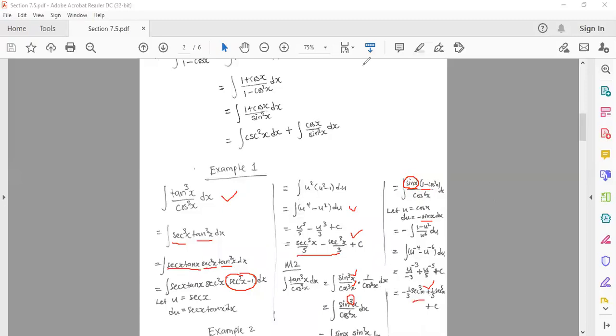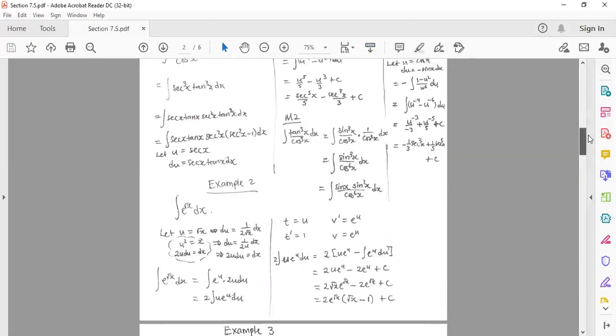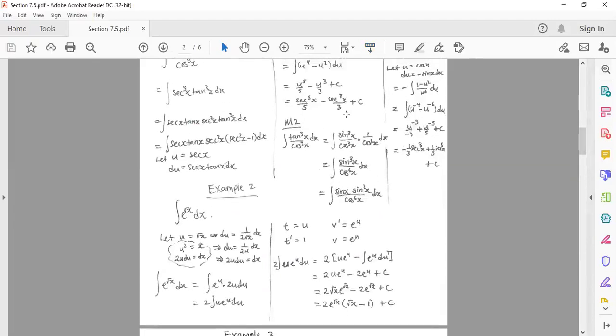Now let's look at example 2. In example 2, I ask you for the integral of e to the power root of x. Now you need to be careful. This is not just e to the power x. This is e to the power root of x. So don't just tell me that the answer is e to the power root of x. That is not true, right?